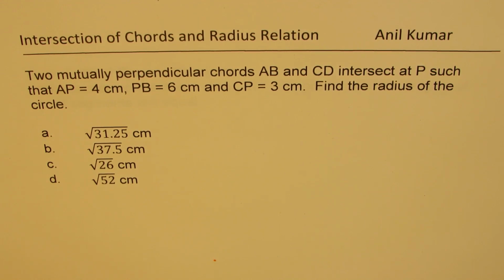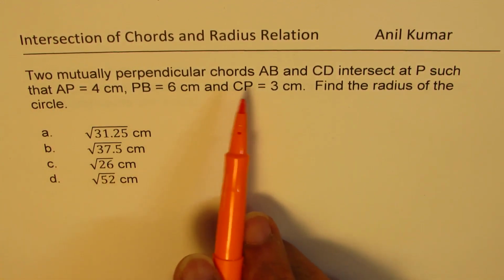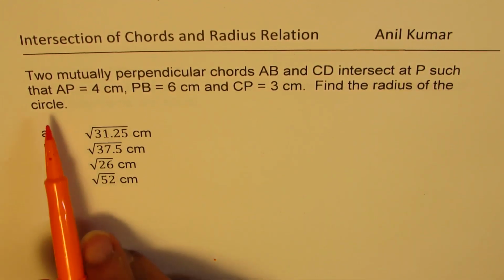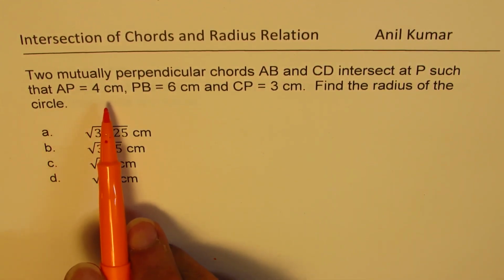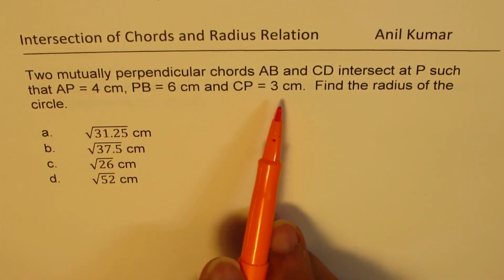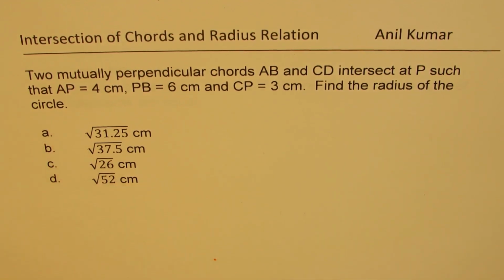So let's begin with the very first interesting question from Mr. Thiru. Two mutually perpendicular chords AB and CD intersect at P such that AP equals 4 centimeters, PB equals 6 centimeters and CP equals 3 centimeters. Find the radius of the circle. 4 choices are given to you.